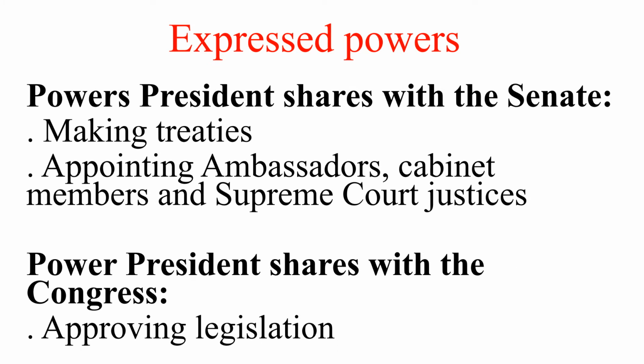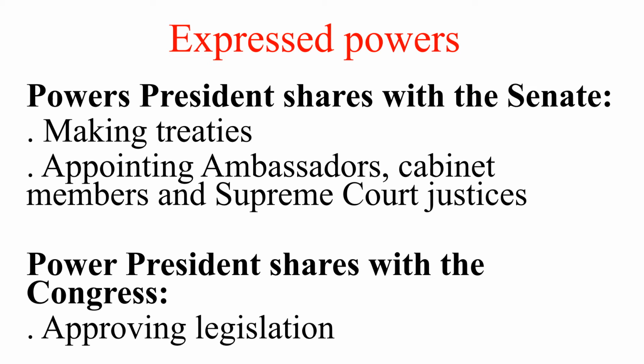There are some other express powers the president has but shares with the Senate and the Congress. For example, making treaties is one of those. So when the U.S. president goes abroad and signs an international treaty, then the treaty comes back to the U.S. and the U.S. Senate has to approve that treaty for it to become law in the United States. Without that approval, the president's signing does not turn it into a law.